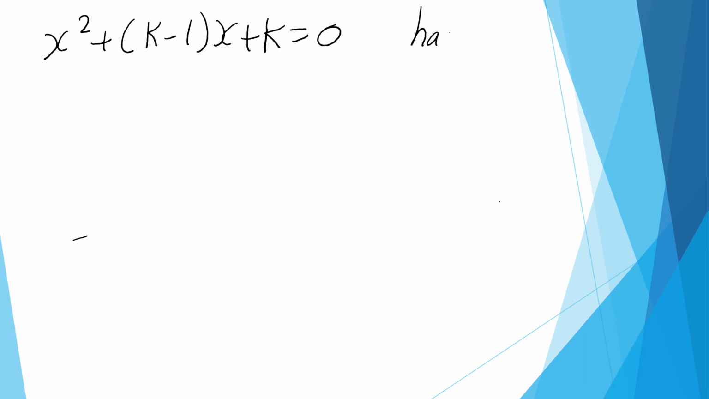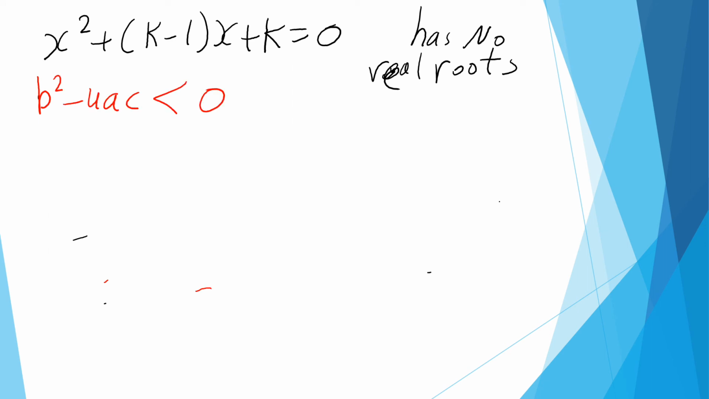We can do one more question. Okay. So we find the possible values of k. We've got x squared plus k minus 1 x plus k equals 0. The equation has no real roots. So no real roots means b squared minus 4ac should be less than 0. Now substitute. We've got k minus 1 squared, so this is a merit question because you don't need to rearrange or simplify. You just need to get the a and b and c. You can read the a and b and c in here clearly. Minus 4 times 1 times k less than 0.